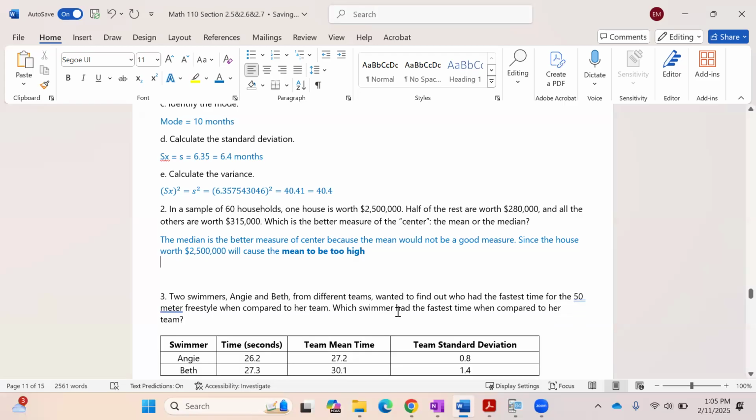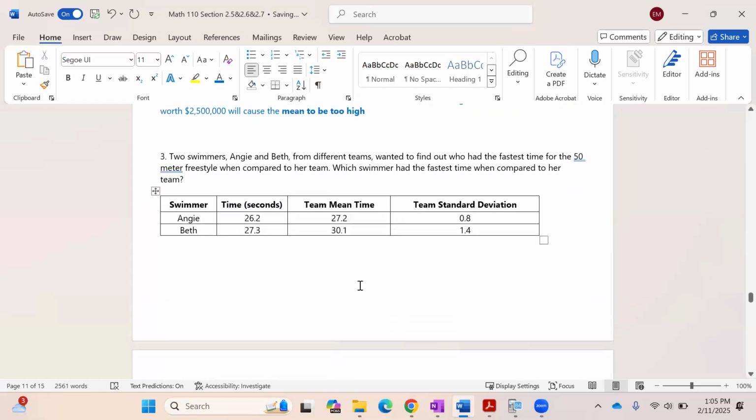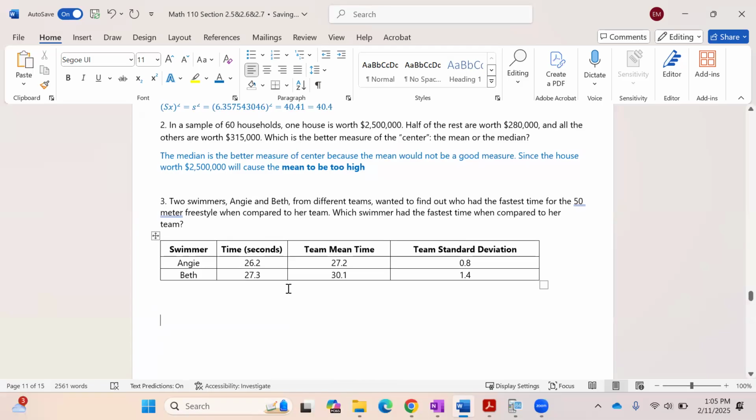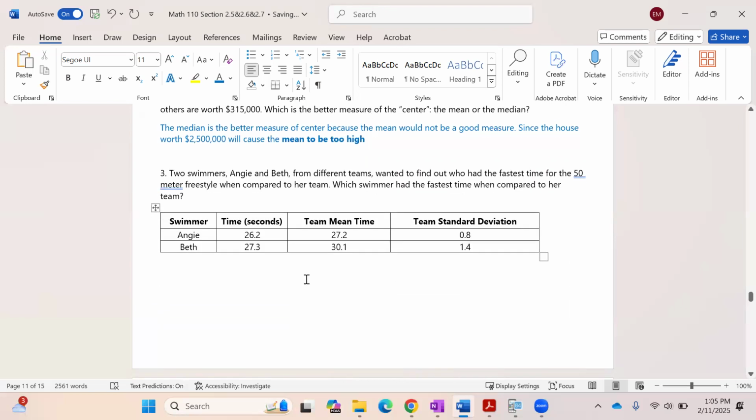Let's go ahead and check out problem 3. So here we have two swimmers, Angie and Beth, from different teams, and they want to find out who had the fastest time for 50-meter freestyle when compared to her team. Which swimmer had the fastest time when compared to her team? So here's what we're going to use: z-score.